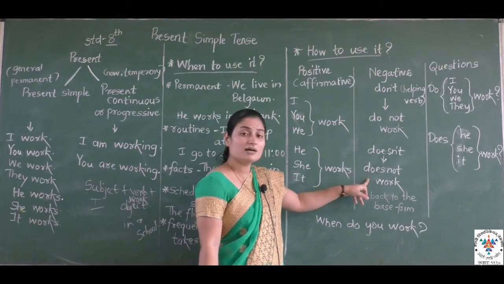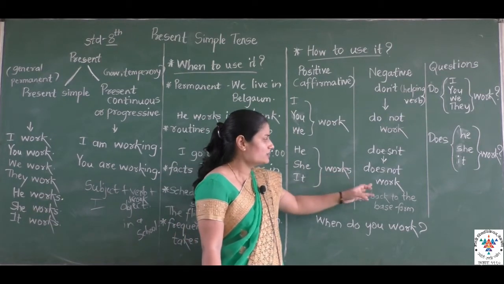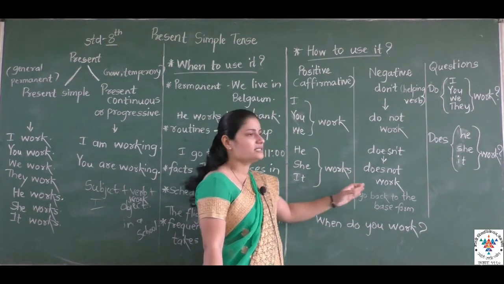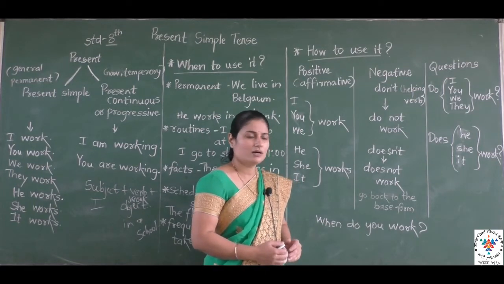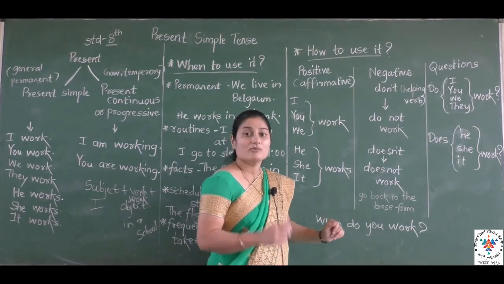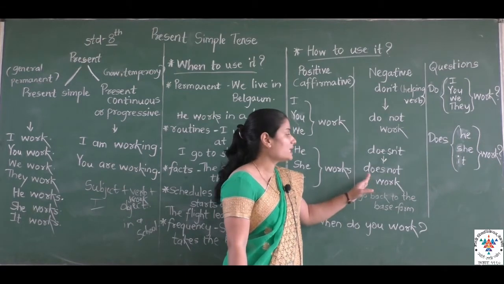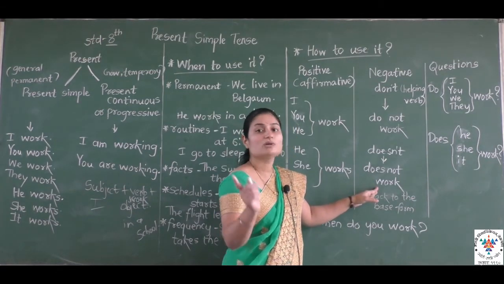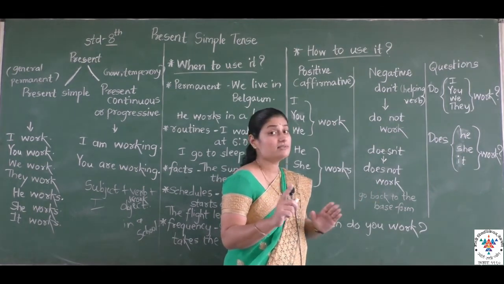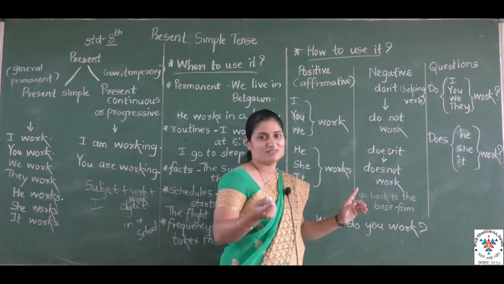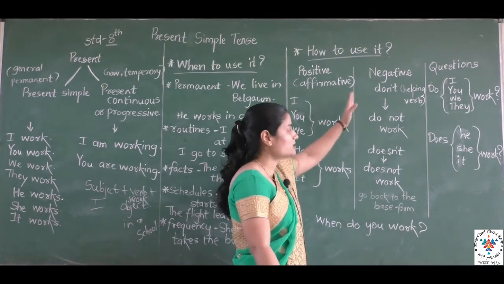Understood? So this is the negative form of the third person singular. She doesn't work. It doesn't work. The computer, it doesn't work. Okay? So one thing you have to remember, that when you are using doesn't, you should not add s to the verb. The same rule applies when you are using it in questions, which I will explain. So this is the negative form.